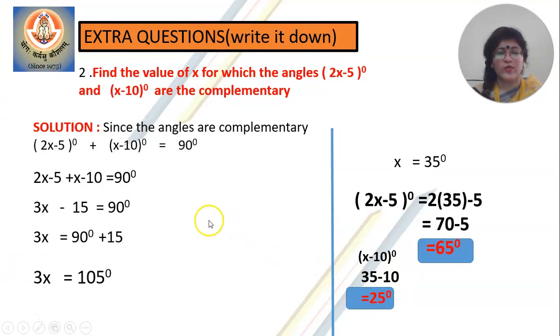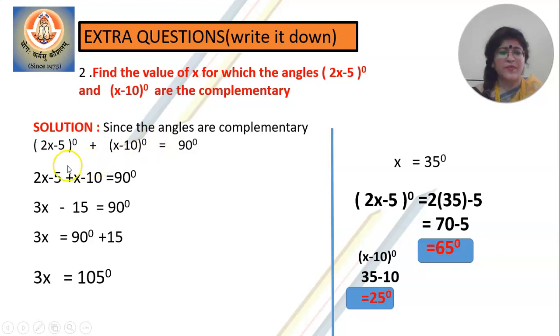Now another extra question. This is question number 2. Find the value of x for which the angles 2x minus 5 degree and x minus 10 degree are complementary angles. So this is the clue that the angles are complementary. Two angles are given. So what are complementary angles? When the sum of the measures of two angles is 90 degree, then those angles are complementary angles.